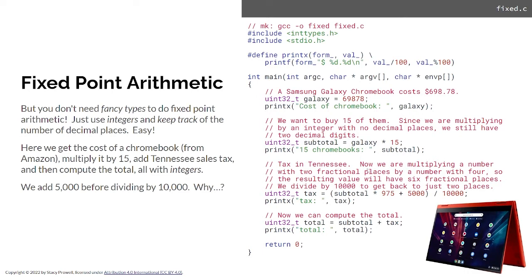Tax in Tennessee needs to be applied, so we're multiplying by a number with 2 fractional places, multiplying it by a number with 4, so the resulting value has 6 fractional places. And we divide by 10,000 to get back to just 2 places.